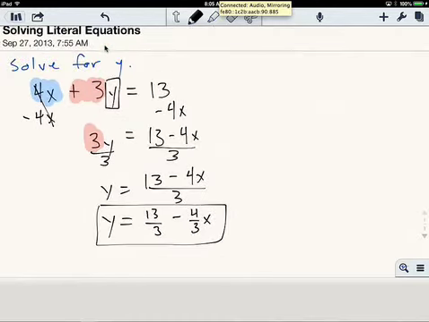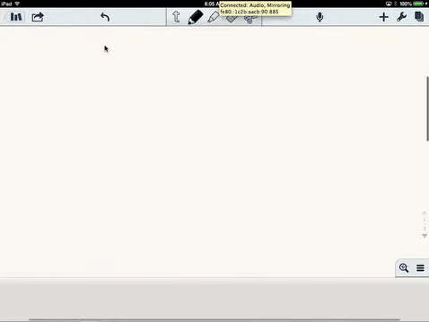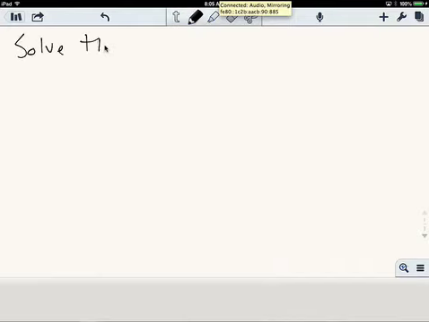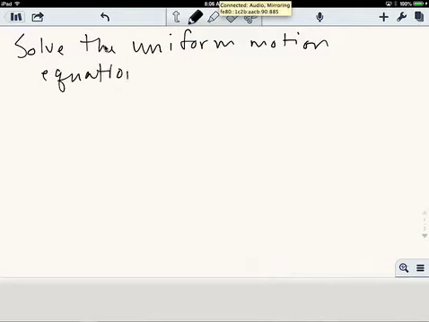All right, so that's one example. Let's look at another example briefly. Then we'll look at a third one that's sort of the most difficult kind of solving for y or x that we'll look at. So I might have something that says solve the uniform motion equation or formula for, let's say, t.